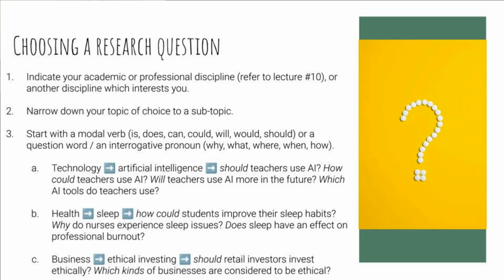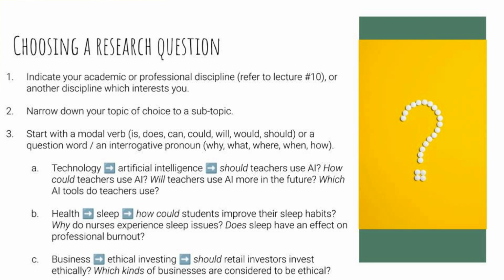Narrow down your topic of choice to a subtopic. And after that, start with a modal verb such as is, does, can, could, will, would, should, or a question word, also called an interrogative pronoun. That's just a fancy word for one of those WH words, right? So why, what, where, when, how.